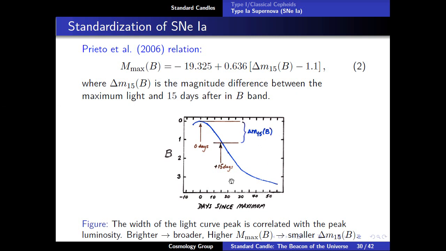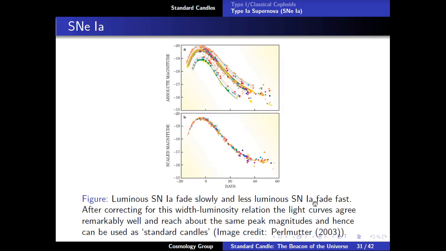And so the width of the light curve peak is correlated to the peak luminosity, and therefore the brighter or luminous type 1 supernovae have broader widths, and therefore higher absolute value corresponds to a smaller delta M15. So luminous type 1 supernovae fade slowly, and less luminous type 1 supernovae fade very fast. After correcting for this width-luminosity relationship, the light curves agree remarkably well and reach about the same magnitudes, and hence can be used as standard candles.